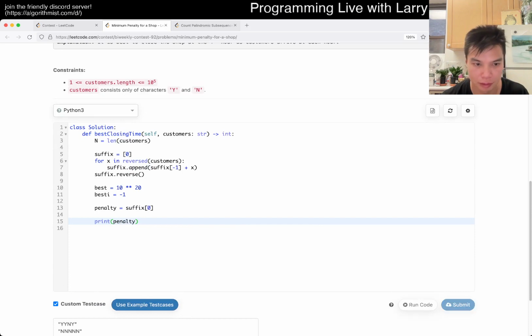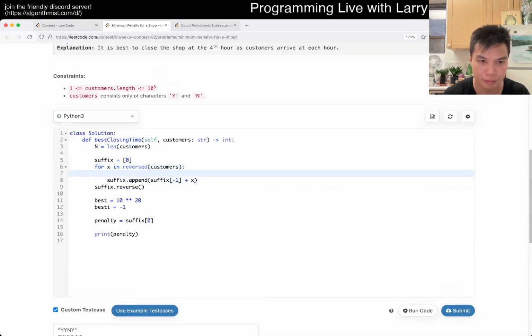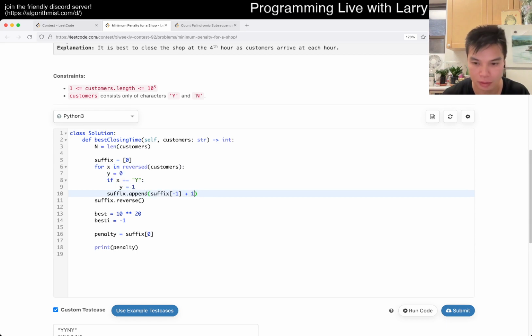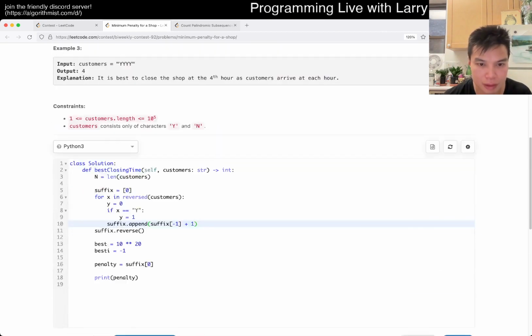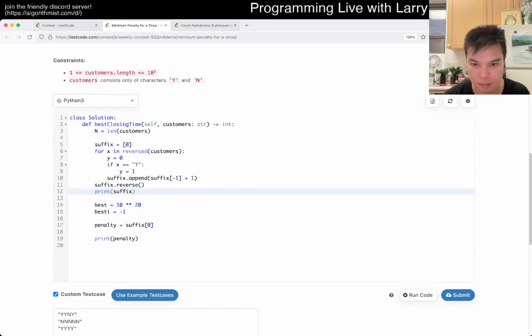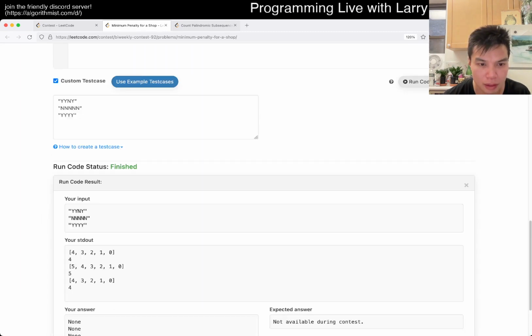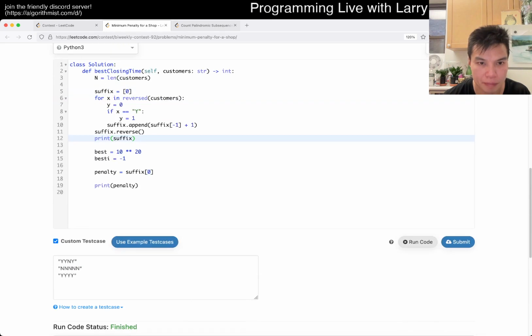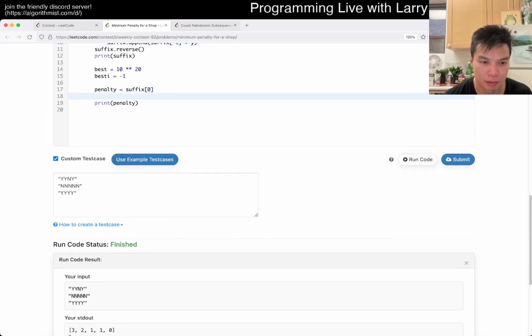Double check. So yeah. That's not right, is it? Is it 1, 2, 3, 4, 5? Huh? Why is this so wrong? Oh, whoops. Oh, whoops. Okay, there we go. A 3. So the penalty for closing at the first thing is going to be 3. So then I guess we can just do it this way.